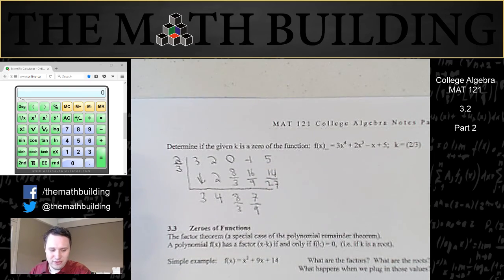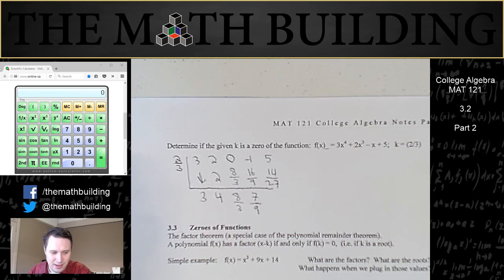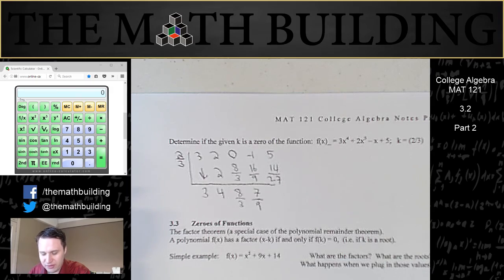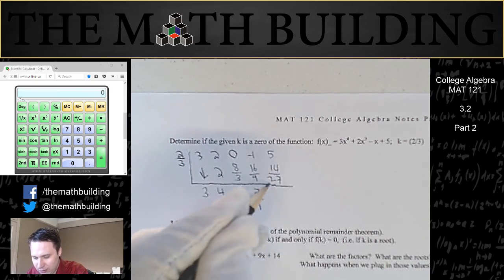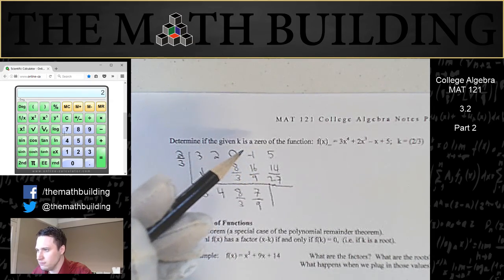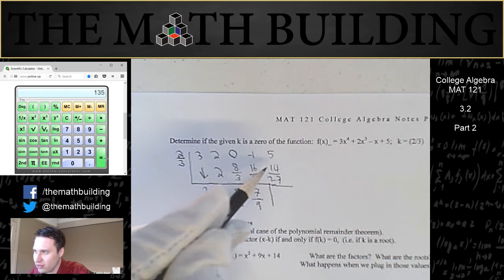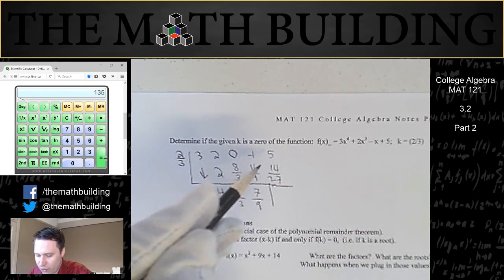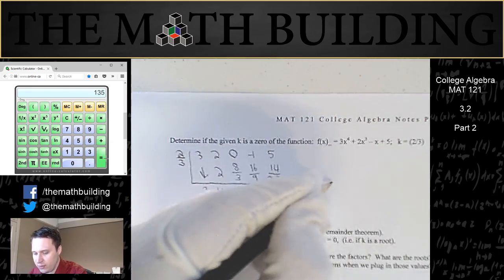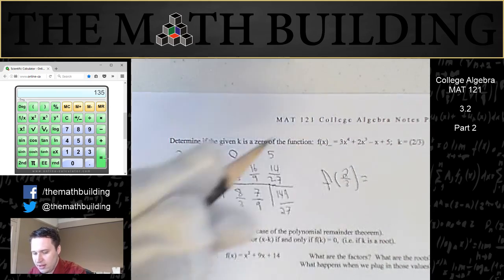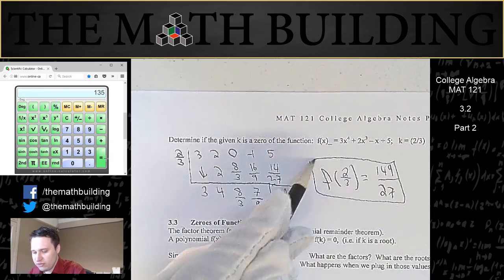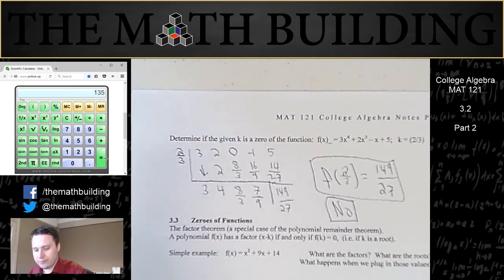And 5 plus 14 over 27 is going to be some number, but it's obviously not going to be 0. So our remainder is not 0, so let's see what this is. Let's do 5 times 27, 135. So 135 plus 14 is 149. So we get 149 divided by 27. So obviously that's not 0. f of 2/3 is equal to 149 divided by 27. So no, 2/3 is not a 0.